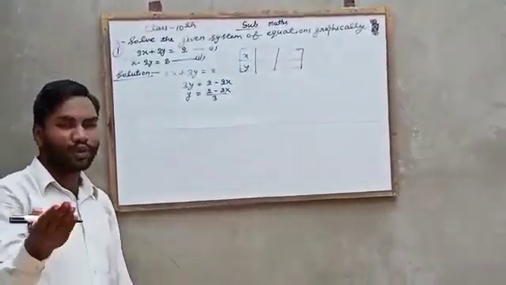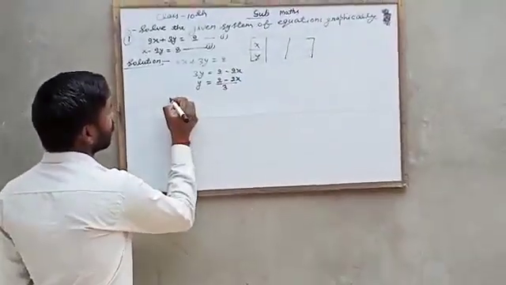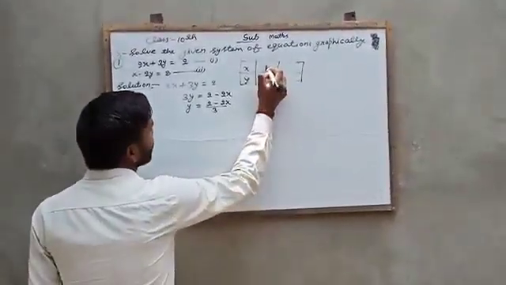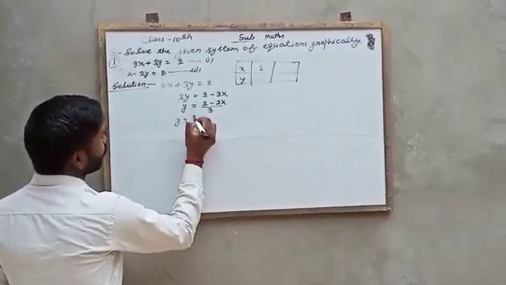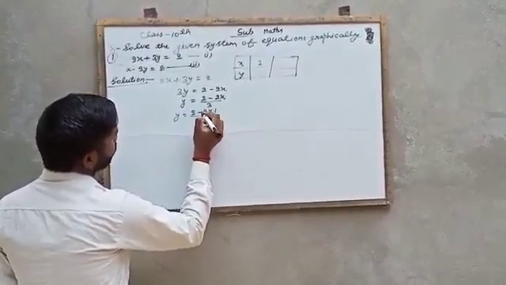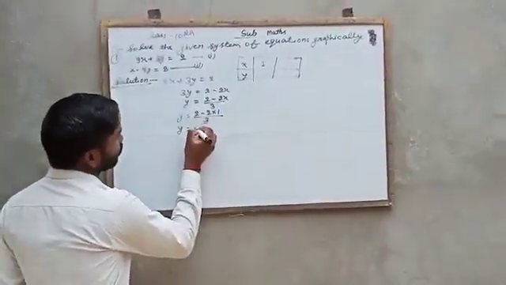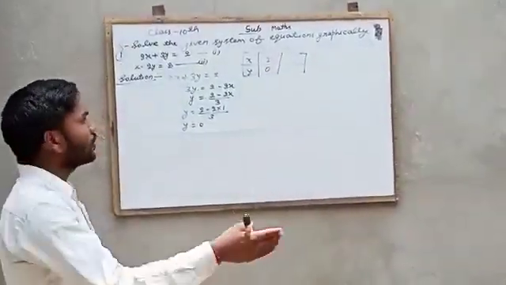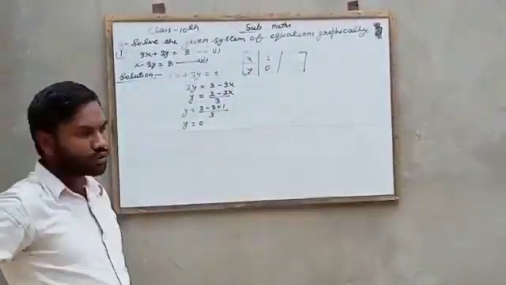Now we will put any value of x in this equation. So suppose we put 1 in place of x. So here x is equal to 1. So y is equal to (2 minus 2 into 1) upon 3. 2 minus 2 will become 0, means y is equal to 0. So if we put x is equal to 1, then we find y is equal to 0.